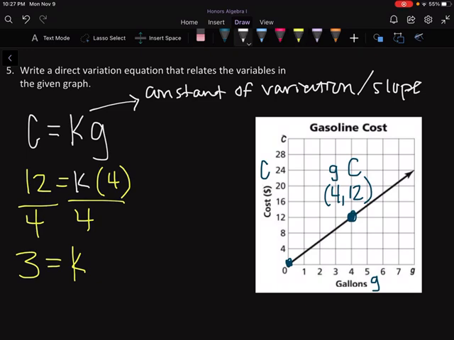If I were to write a direct variation equation, I want you to use variables that make sense. Normally I told you in your homework what those variables should be. So the cost is equal to 3 times the gallons. And if I were to interpret that, I could say that 1 gallon of gas costs $3, right?